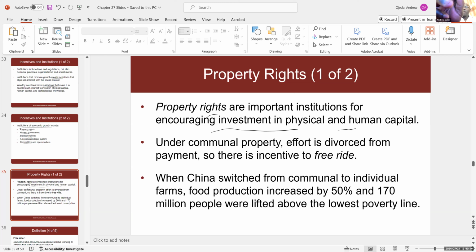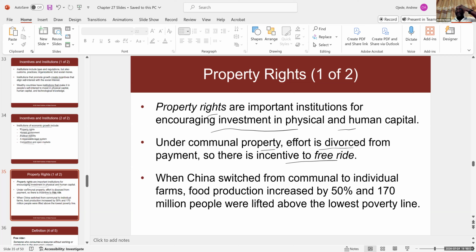And so under communal property, effort is divorced from payment. So there's incentive to free ride. Communal ownership is where the community or society owns a good collectively, collective ownership of resources. Like, back in the days, there used to be what they called common grazing land in the United Kingdom, where farmers who owned livestock would just go to a place and openly graze their animals. Nobody had ownership of that land. The land was owned by the community. That's what we call communal ownership of property.